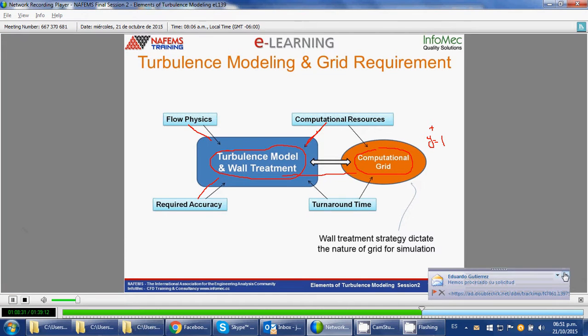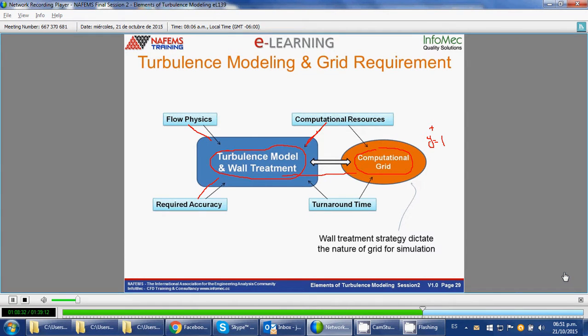So that kind of affects the computational resources, and based on that, if you don't have the computational resources, then you can't use certain models. Not only that, the turnaround time would be different. So wall treatment strategy dictates the computational grid, and that would determine what kind of computational resources you need and what kind of turnaround time you're going to get. So all of these things are sort of interdependent on how you go about modeling something.